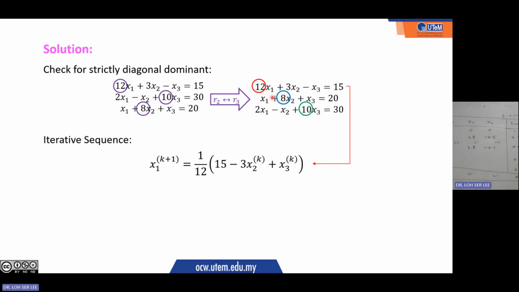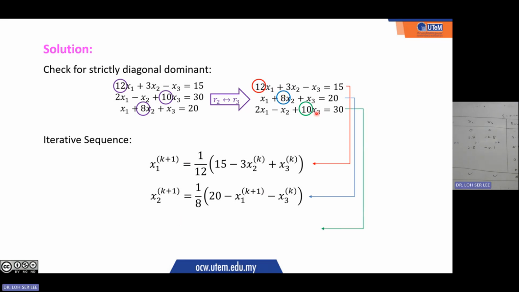Then from the second row, we want x2. So 20 minus x1 minus x3, then everything divided by 8. Then the last one, we want x3. So 30 minus 2x1 plus x2, and then everything in the bracket divided by 10. So this is your formula. The name is iterative sequence.